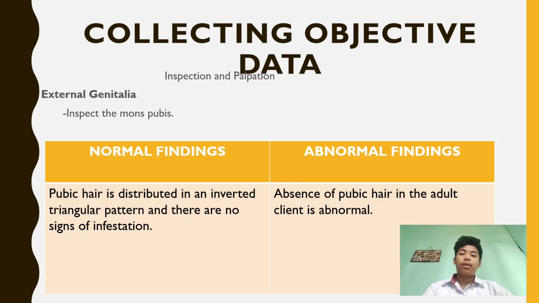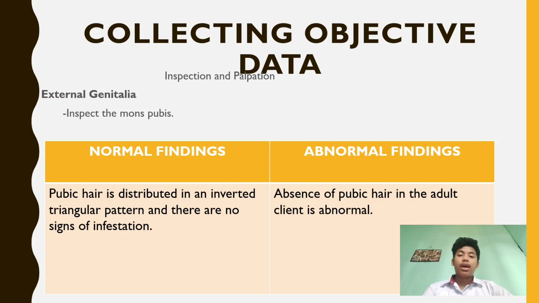Inspection and palpation. First, let's go to the external genitalia. Inspect the mons pubis: wash your hands and put on gloves. As you begin the examination, note the distribution of the pubic hair. Also, be alert for signs of infestation. Next are the normal findings. Pubic hair is distributed in an inverted triangular pattern, and there are no signs of infestation.